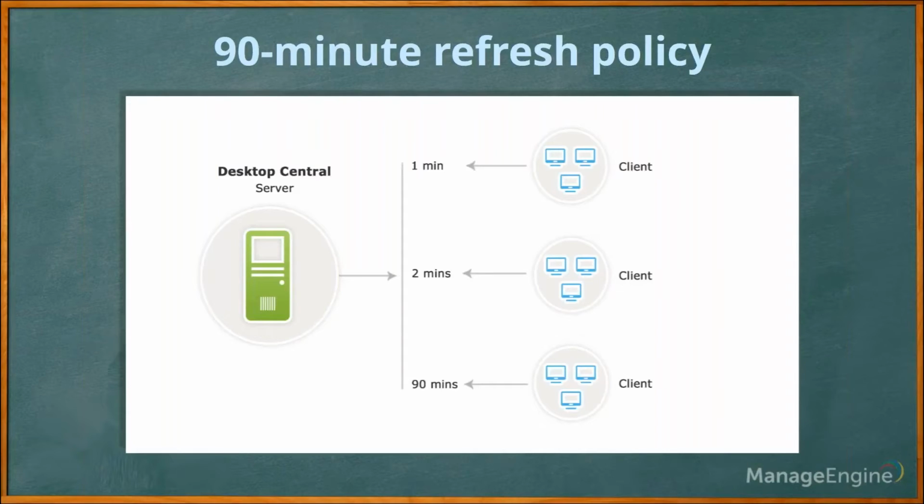And if it is going to be a 900-computer network, then 10 computers are going to reach the server per minute. And if it is going to be a large network of 9,000 machines, then 100 machines will reach the Desktop Central server. So using this feature, agents can communicate with the server without any hesitations.